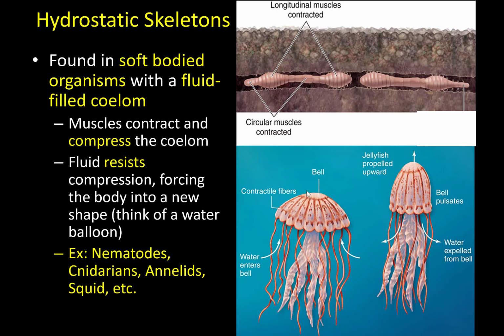When the muscles, which are called contractile fibers here, when they're relaxed and the bell is open, water is allowed to enter it and fills it up. Then when the jellyfish wants to move, these contractile fibers, which are circular, they squeeze shut, pulling in the sides of the bell, pushing the water out back here in the direction of the tentacles, and pushing the body forwards, right? Water is pushed backwards and it pushes the body forwards.